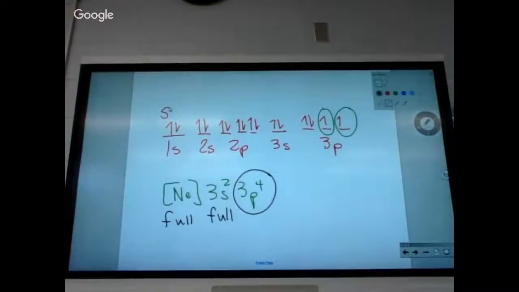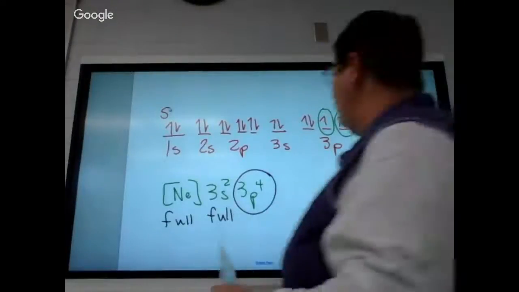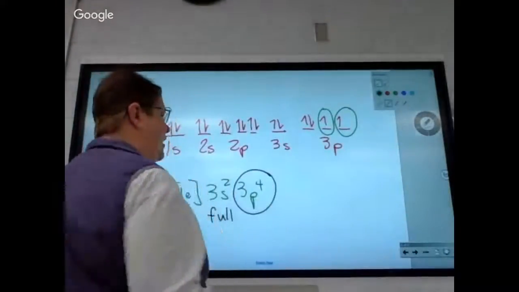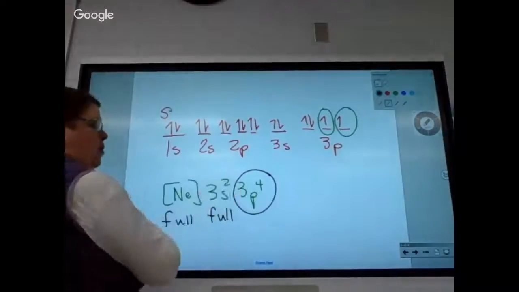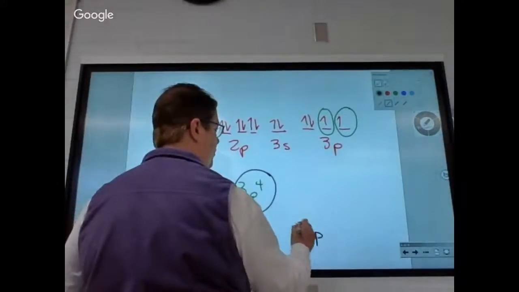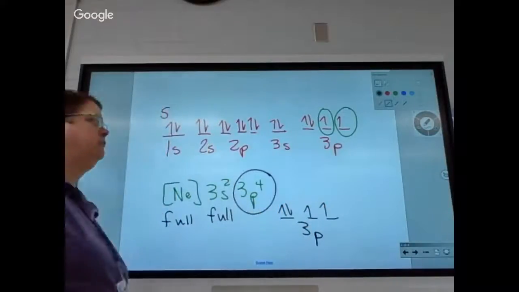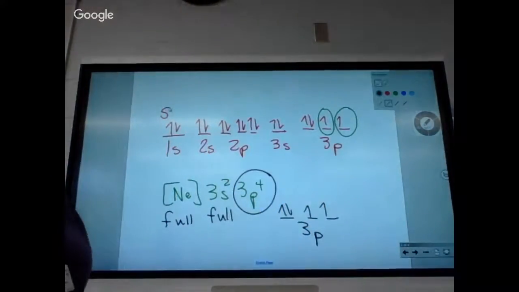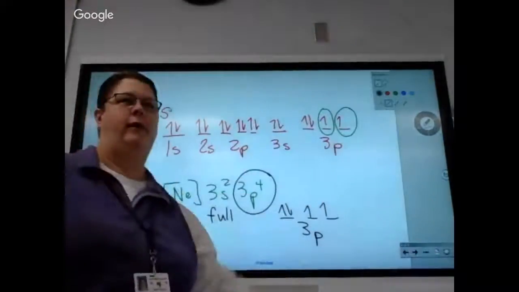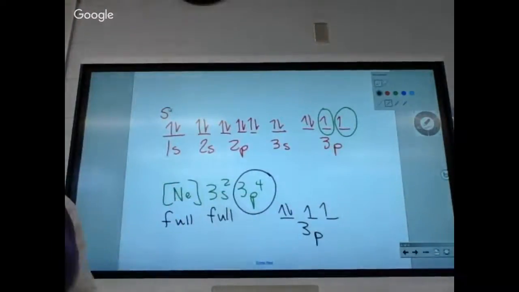Dang. All right. So if 3p4 is the one that's not full, that's the only one you need to draw. The rest of them are full. So 3p, 3 lines, 1, 2, 3, 4. So how many are not paired? But most people tend to do the whole thing. I was just saying you could do that to save time.